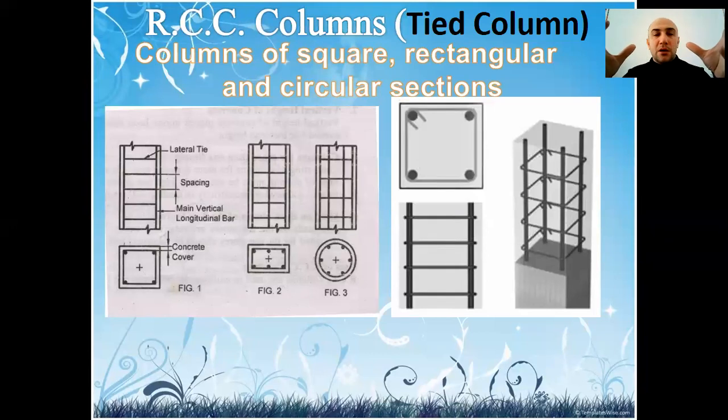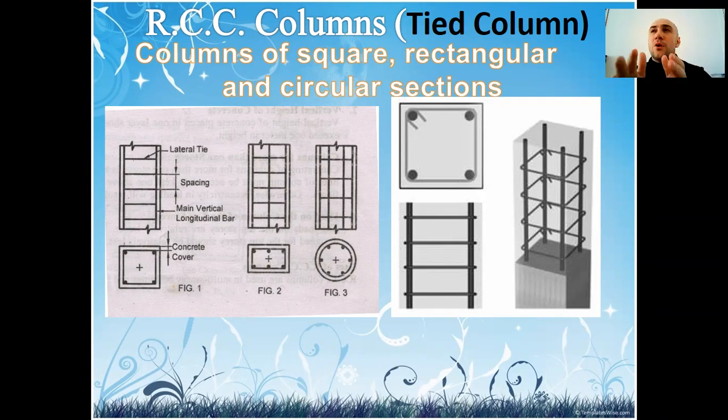This is the type of column commonly used in construction, and it is made from reinforced concrete. So longitudinal reinforcement is confined within closely spaced tie reinforcement. It's estimated that about 95% of all columns in buildings are tied. So on the picture you see examples of tied columns.